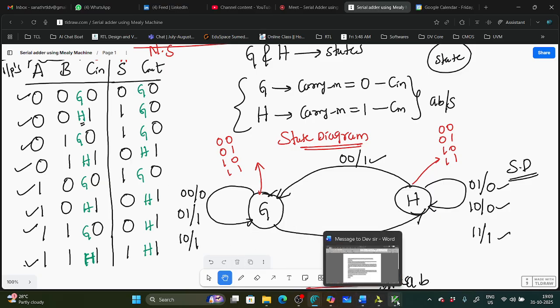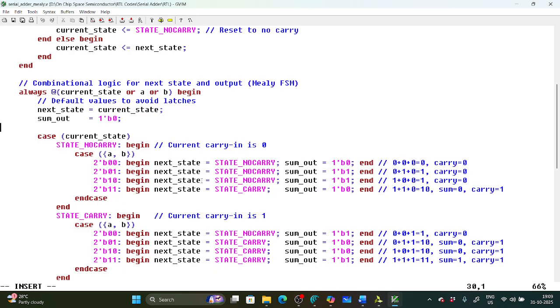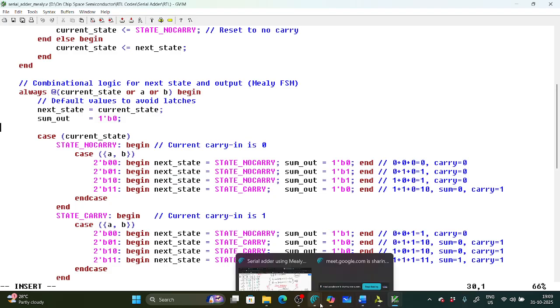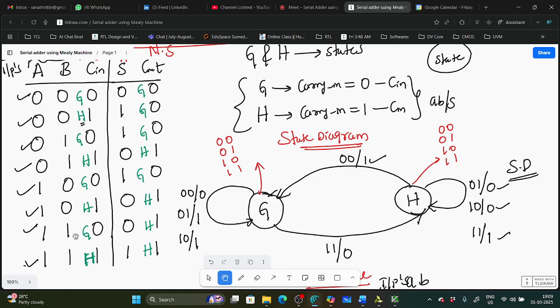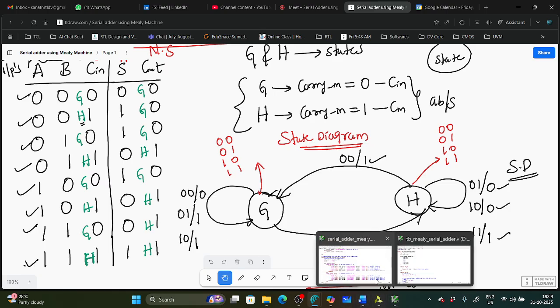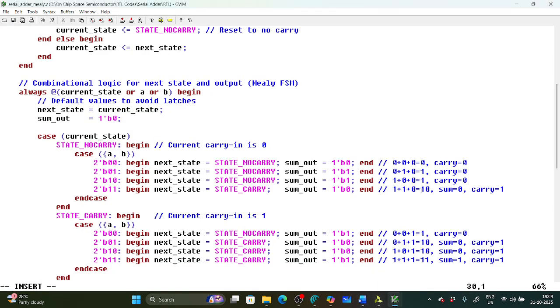And next I wrote: begin next state equal to state no carry and sum out equal to what? 1. I'm getting 1 plus 0 is 1, carry equal to 0. I'm checking the 6 also. 6 state, what will I get? So present state is G. It will go to the next state H now. So that means 1 plus 1 plus 0, 1 0 you are getting. That means sum 0 and carry equal to 1. Okay, so next state equal to state carry. State carry means that is nothing but H. It is going from G to H.